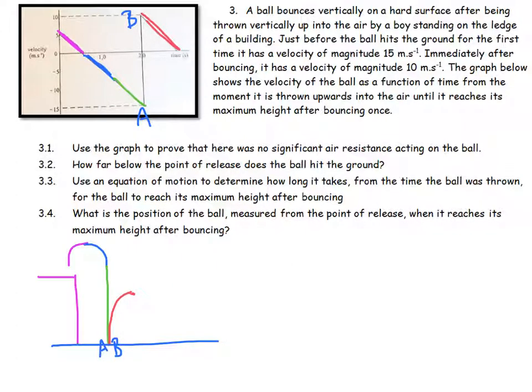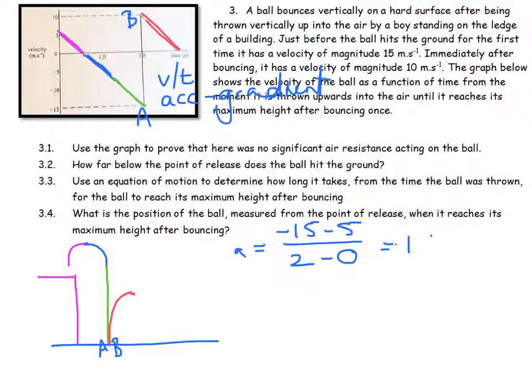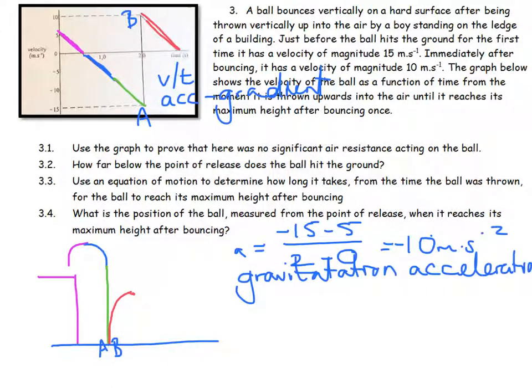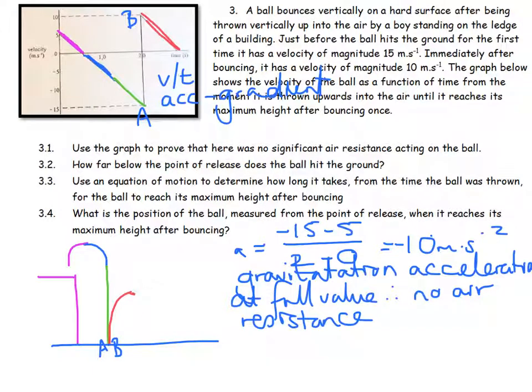Air resistance would mean that gravitational acceleration would be less than 10. So I'm going to work out the gravitational acceleration. Remember, from a velocity time graph, I can get acceleration using the gradient. So I'm going to get the gradient, and I'm going to say a is equal to change in y, minus 15 minus 5, over change in x, 2 minus 0, and I land up with minus 10 meters per second squared, which is 10 meters per second squared downwards, and we can then say that is gravitational acceleration. Gravitational acceleration is at its full value, therefore there is no air resistance.